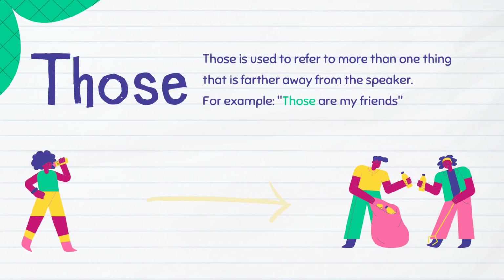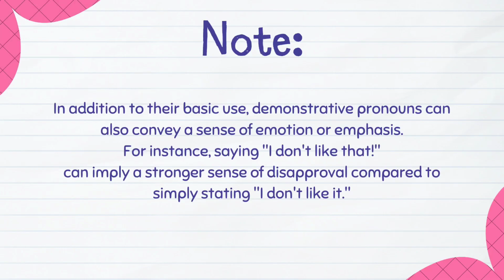Those is used to refer to more than one thing that is farther away from the speaker. For example, those are my friends. In addition to their basic use, demonstrative pronouns can also convey a sense of emotion or emphasis. For instance, saying I don't like that can imply a strange sense of disapproval compared to simply stating I don't like it.